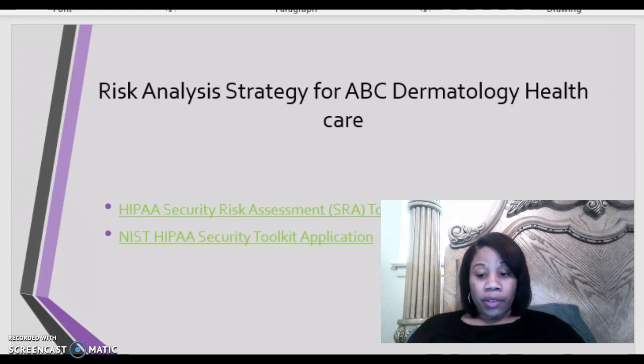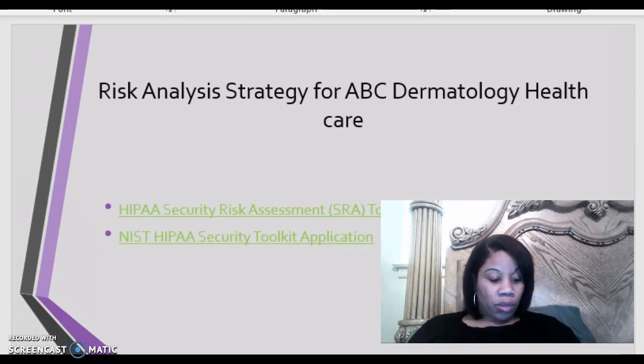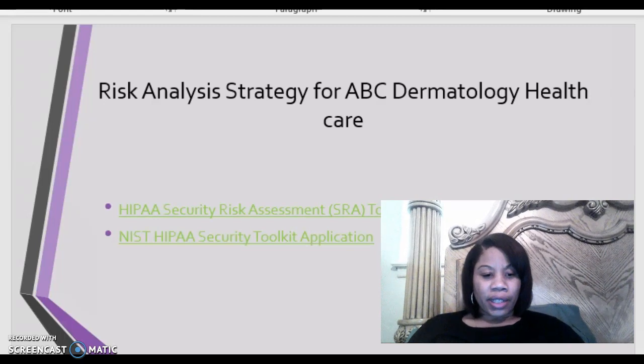The Office of National Coordinator for Health Information Technology and the Health and Human Services Office for Civil Rights have together created a HIPAA security risk assessment tool. The tool's structure makes it useful in supporting small and medium-sized healthcare facilities fulfilling the Health Insurance Portability and Accountability Act security role.